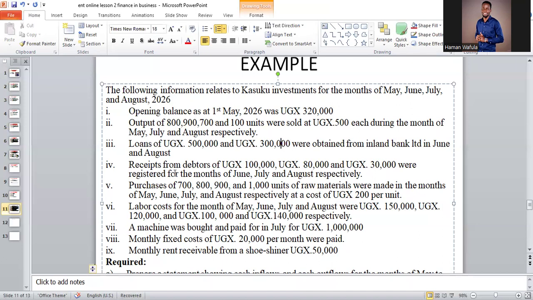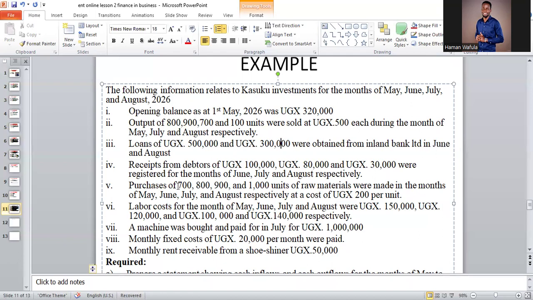Receipts from debtors, of course, are an inflow. Maybe the debtors took some goods on credit, and now they are paying back the money. That's what we call receipts from debtors. Remember, we don't record the debtors, but we record the money that was received from the debtors when they pay. The same applies to payments to creditors. Creditors are the people that gave you goods on credit. When you're paying them back the money, we record it, but we don't record the creditors themselves.